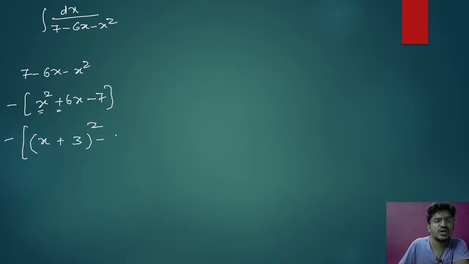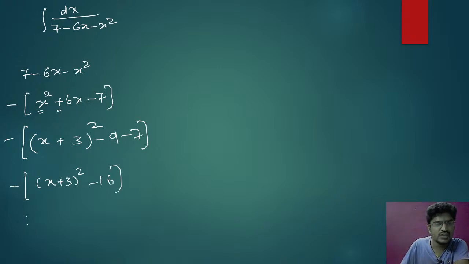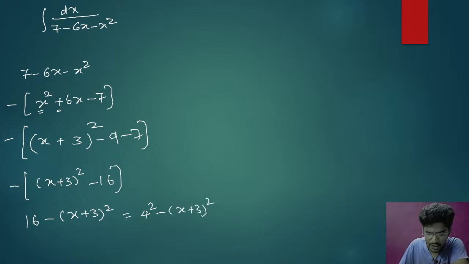Minus 3 square is 9. Minus 7. Now this will be minus of (x plus 3) whole square minus 16. So take the negative sign inside. So that will be plus 16 minus (x plus 3) whole square. So that will be equal to 4 square minus (x plus 3) whole square.